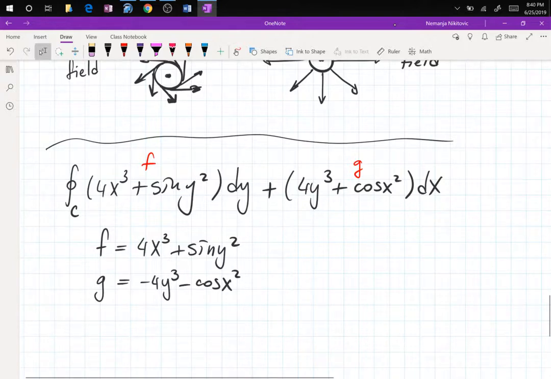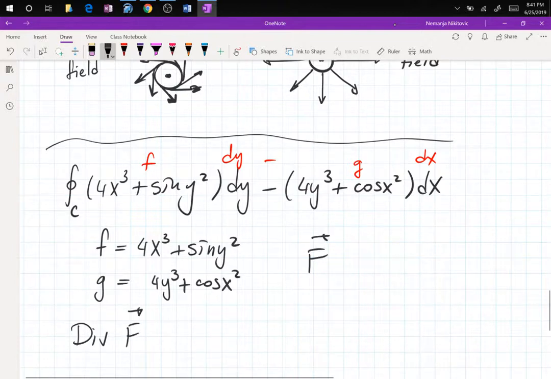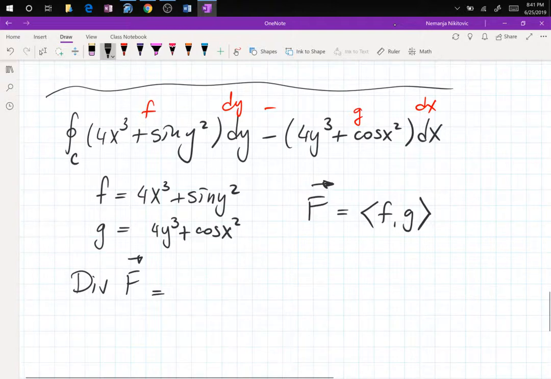Oh, I copied the problem wrong. This is supposed to be a minus here, so these are still pluses. Sorry. We do have f dy minus g dx. So we have our f and g. Now we need to calculate the divergence. Remember that your F is f comma g, it's a vector field. So the divergence of F is the partial of f with respect to x, which is 12x, plus the partial of g with respect to y, which is 12y. So I have the divergence.